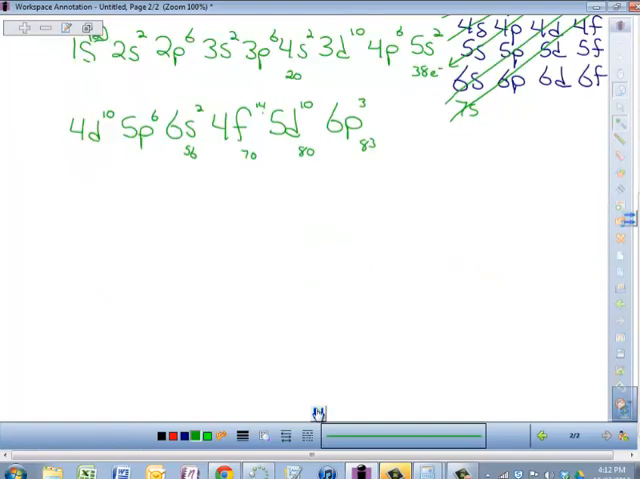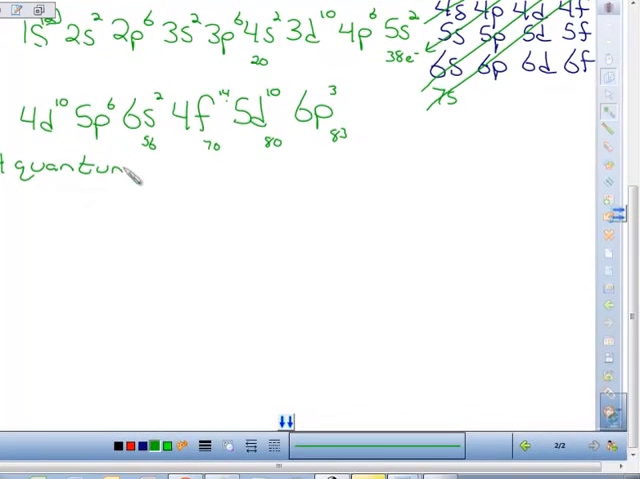Now, let's go ahead and talk about using this in our 4 quantum numbers. If we go ahead and talk about this with our 4 quantum numbers, same thing applies, except you're going to have to do a little bit of work to figure these out. So let's look at using the 4 quantum numbers. 4 quantum numbers describe electrons 11, 29, and 72.